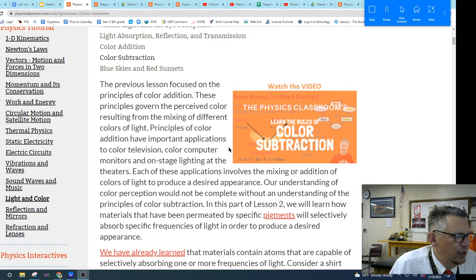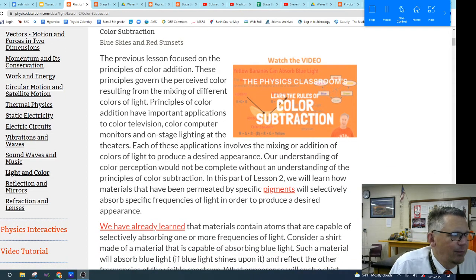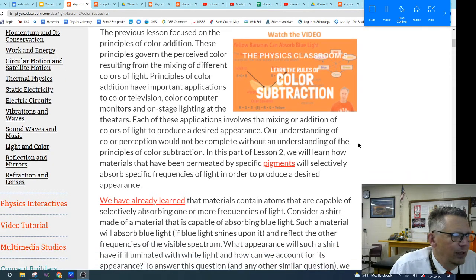Principles of color addition have important applications in color TV, color computer monitors, and on-stage lighting at the theaters. Each of these applications involves the mixing or addition of colors of light to produce the desired appearance. Our understanding of color perception would not be complete without understanding the principles of color subtraction.